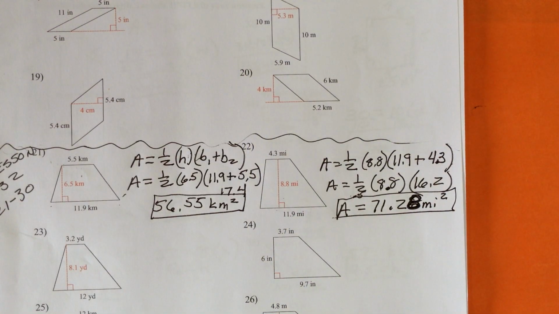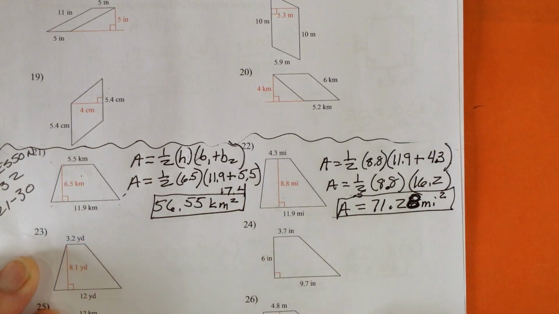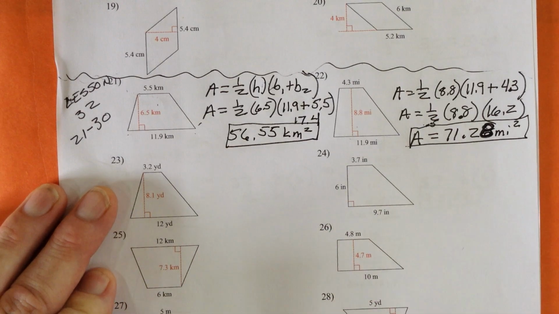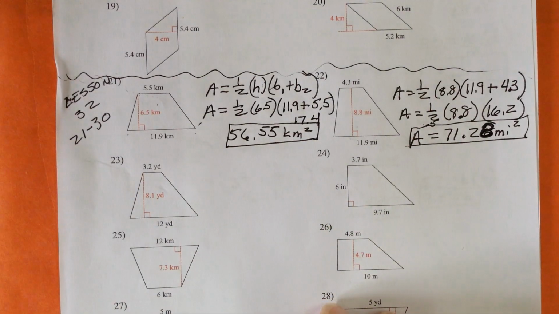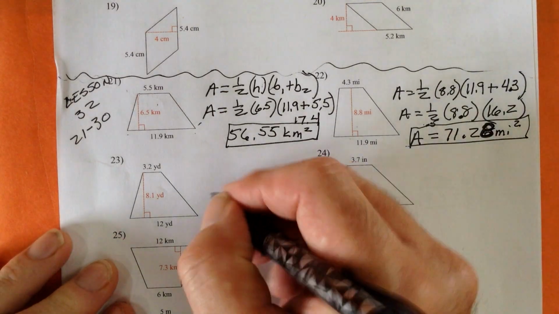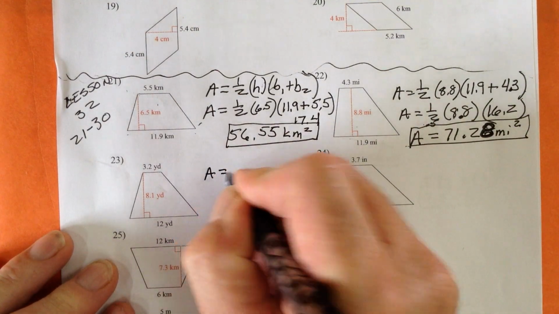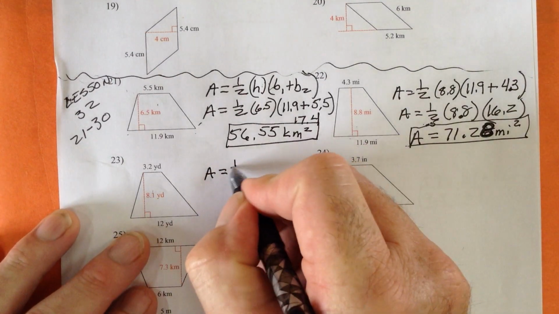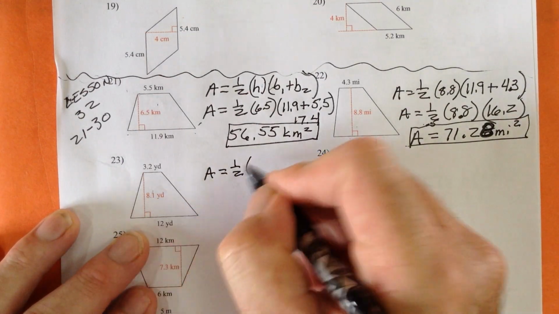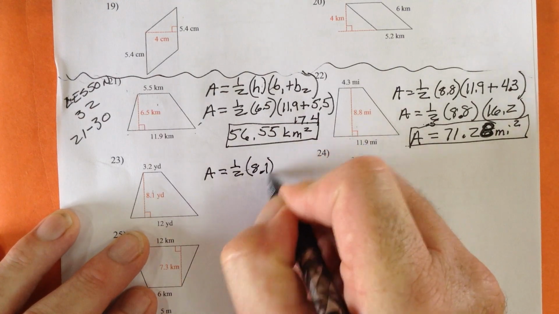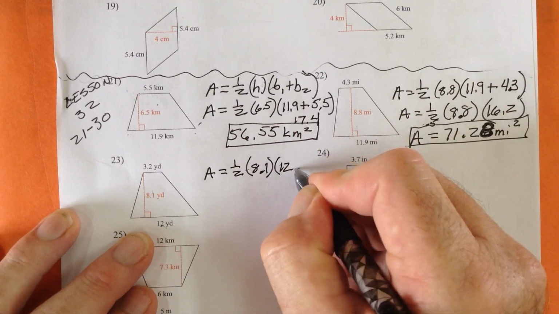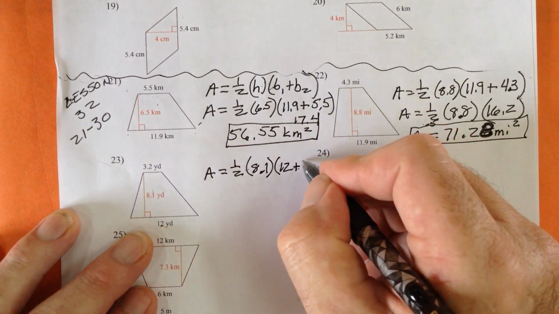Okay, so the next one, number 23. I'll do 2 more on this video, then I'll do the other ones on another video, so it doesn't get too long here. So here, trying to find the area. I have half times my height, which is 8.1, and then my base is 12, and my second base is 3.2.